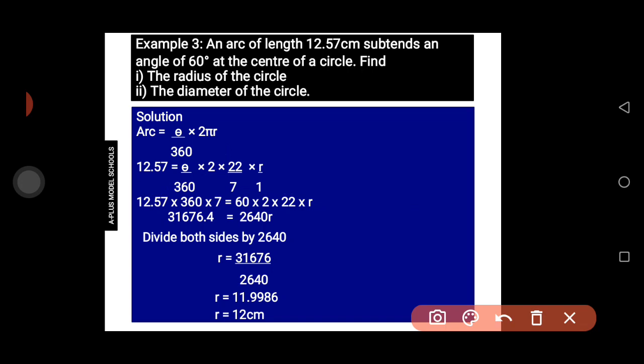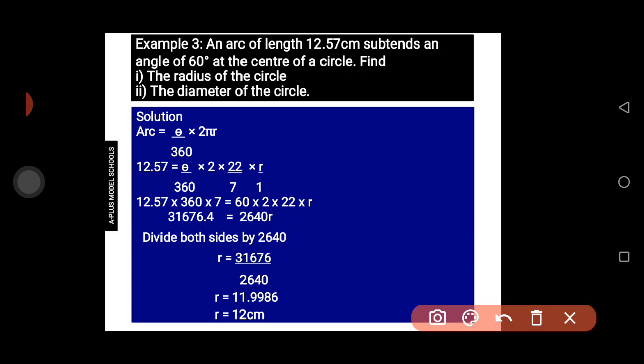31,674.4 divided by 2,640. So when you divide it, you have 11.9986. Then approximate your answer to the nearest whole number. So 9 is up to 5, so you round it off to 1. So 1 plus 11, that is 12. So it means the radius is 12.